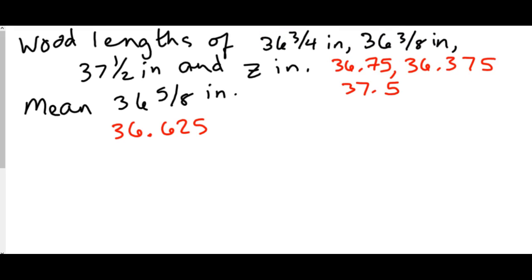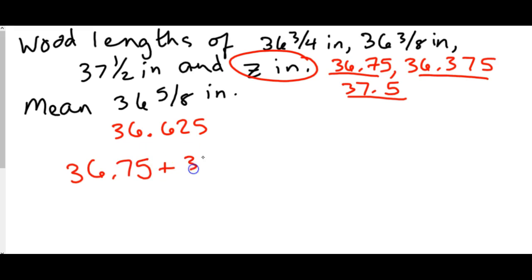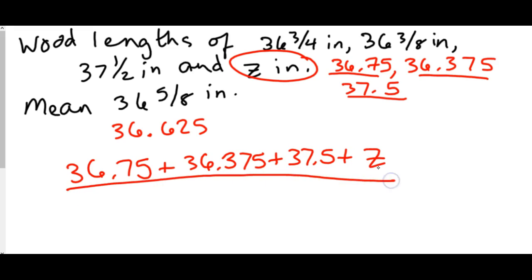So now when we go to find the average of something, we add up all the numbers. So we have these 3 decimals plus the value we don't know: 36.75 plus 36.375 plus 37.5 plus Z. And you divide by the number of data. Z is included in the number of data, so there's 4 pieces of wood. Then it said the average length, the mean, was 36.625, so we already know what the average should be.